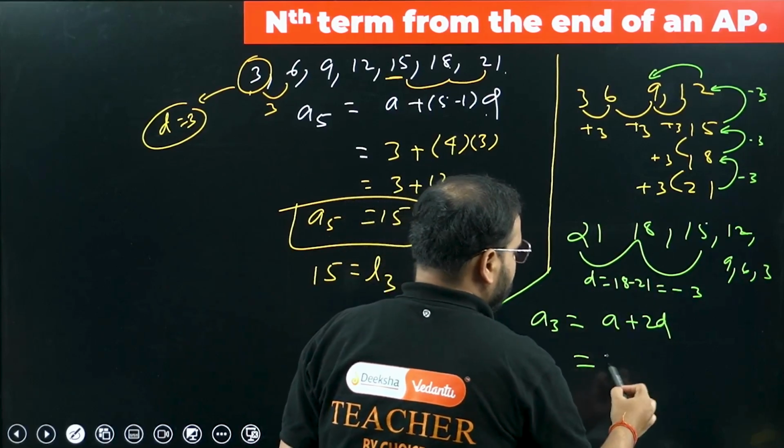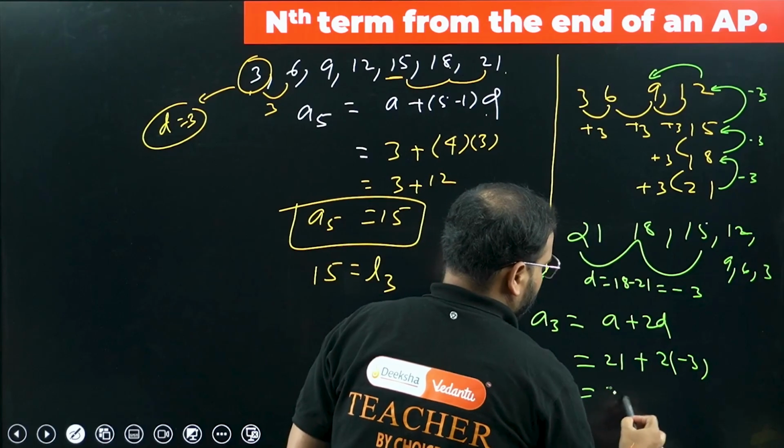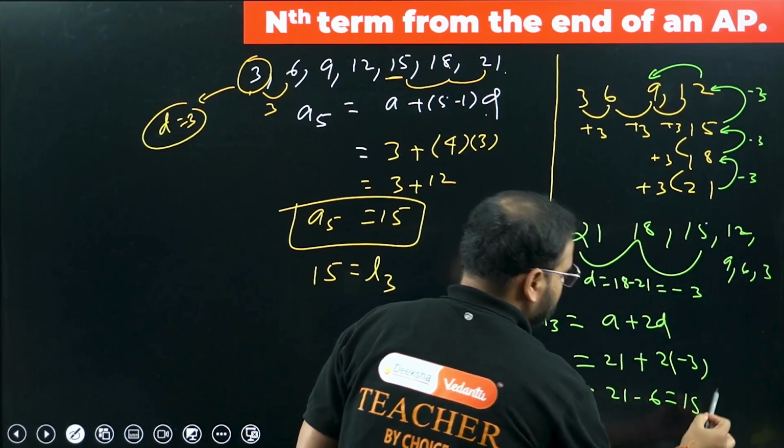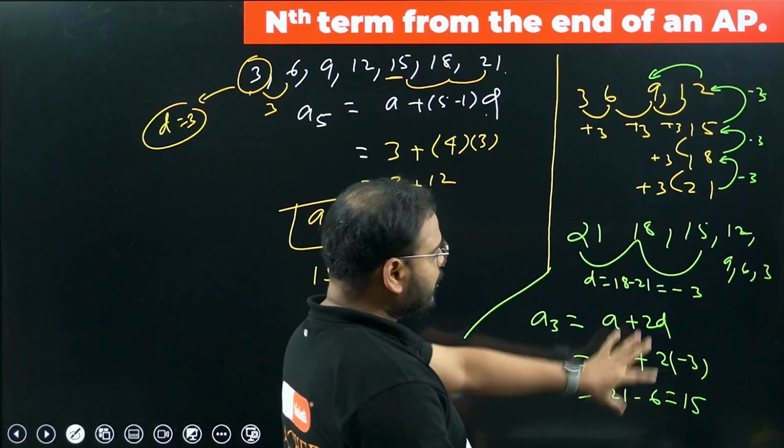A is how much? 21. 2 remains as it is. D is what? Minus 3. 21 minus 6, how much is that? 15. So same thing, but you can see the minus sign is coming. So one way to solve is this condition.